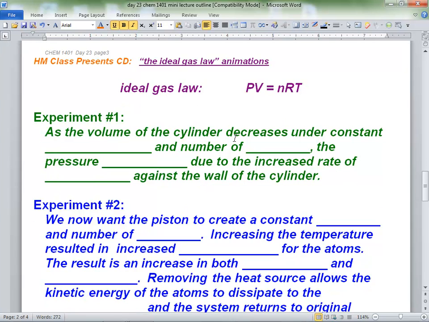As these little animations are going, you just kind of fill in the blanks here, okay?